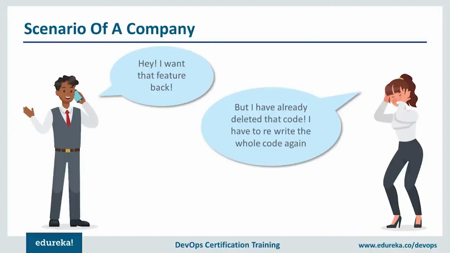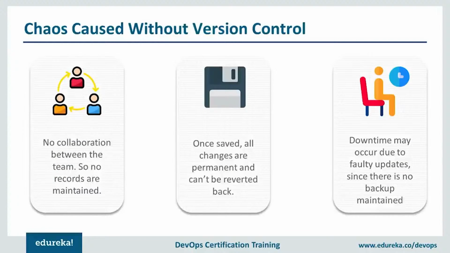But before I tell you what exactly a version control system is, let me show you the chaos caused without it. Well, without the version control system, there was no collaboration between the team. Basically, there were no records maintained. Nobody knew who made the changes, where the change was made and when it was made. The team of developers working on a particular system made their changes by themselves. Secondly, once saved, all the changes are permanent and cannot be reverted back. Once the developer made a change in their code, that change was permanent. Nobody could revert it back even if it was wrong.